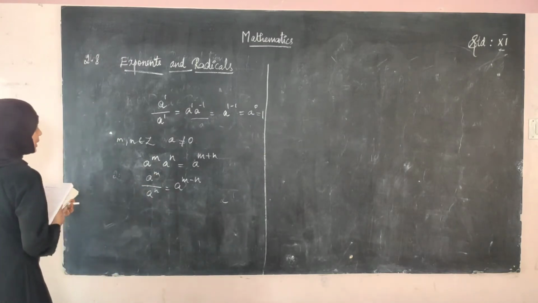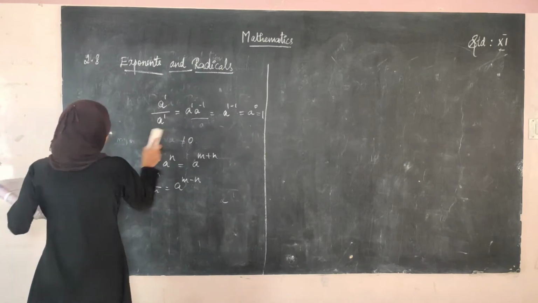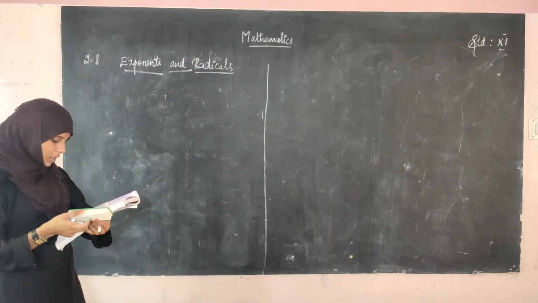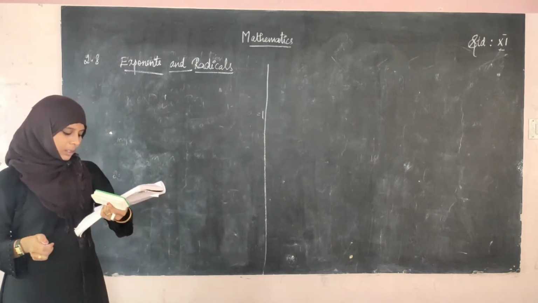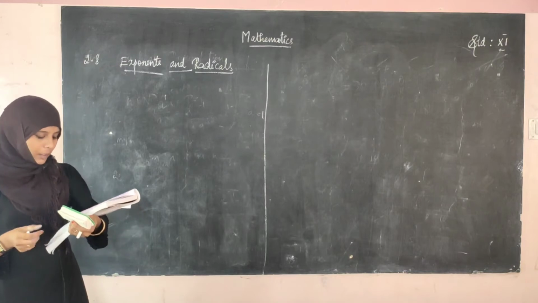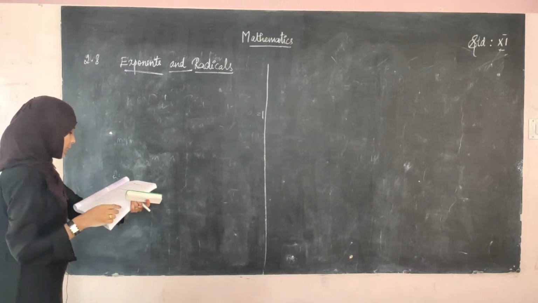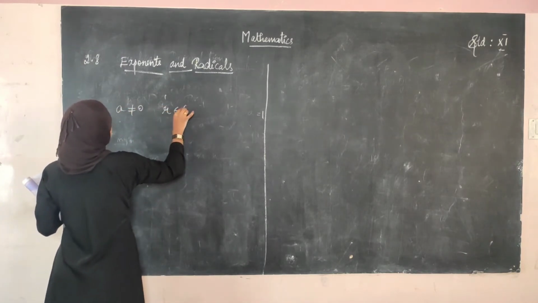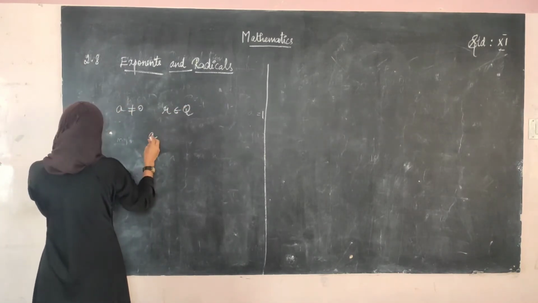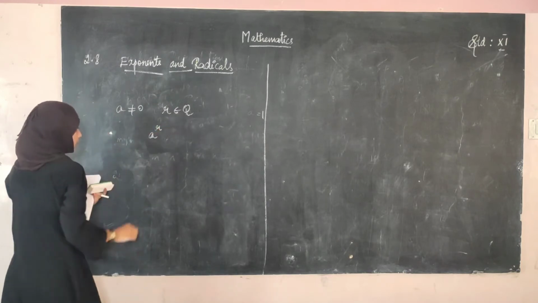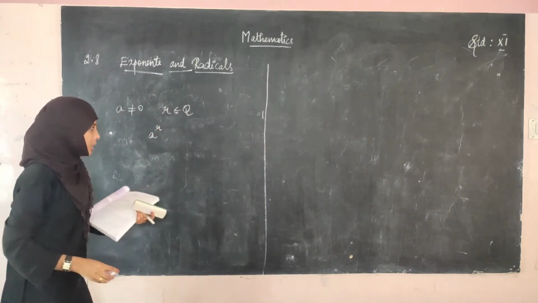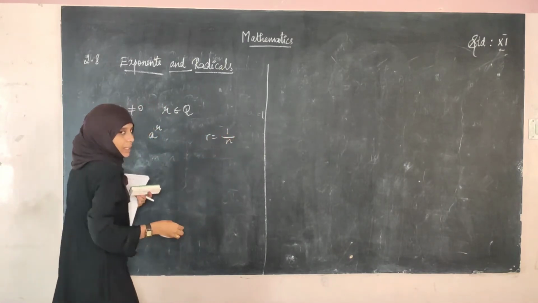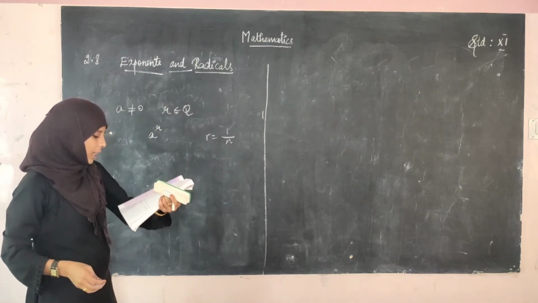Okay, now let us see what radicals are. Radical means they have taken a rational number. a is not equal to 0 and they have taken a rational number r, a power r. They are asking, can we define this? Since r is a rational number, it can be written as something divided by something.